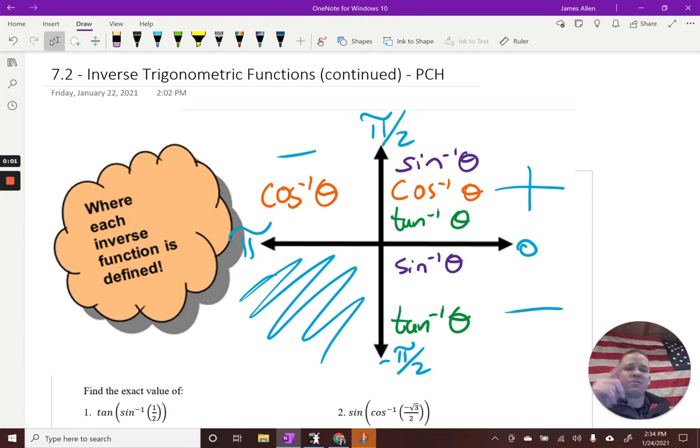It is time to continue Chapter 7 here with some more inverse trig functions, but in 7.2. So remember the end of the last lesson? That's what we're going to be doing today here, as you can already see at the bottom of the screen.